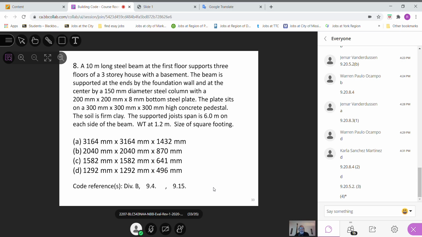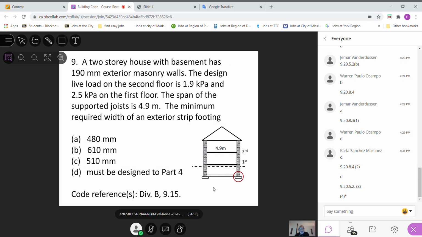Covering things. Okay, that 9.25.2 bracket 4 tells me it has a minimum of 150. Anything left here? Kind of a long question, just for the exercise. This is a quick one: a two-story house with a basement has 190 millimeter exterior masonry walls. The design live load on the second floor is 1.9 kPa and 2.4 on the first floor. The span of the supported joist is 4.9. It asks the minimum required width of an exterior strip footing.